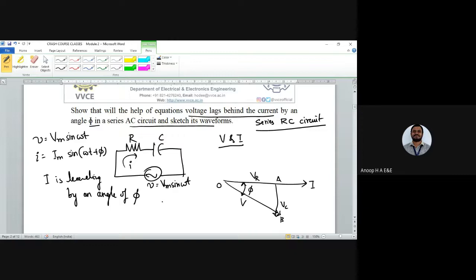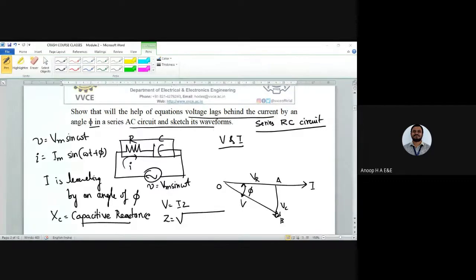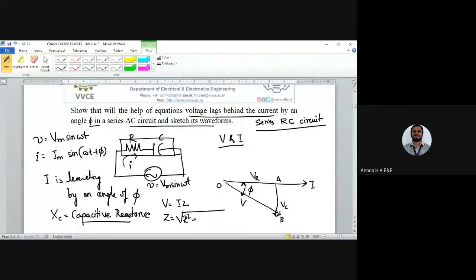We will make use of the expression V equal to I into Z again, and Z would be equal to... how will you write out Z in this circuit? Anyone in the meeting? Yes, anyone? Square root of R square plus XC square. Exactly right. So we have R squared plus XC squared.